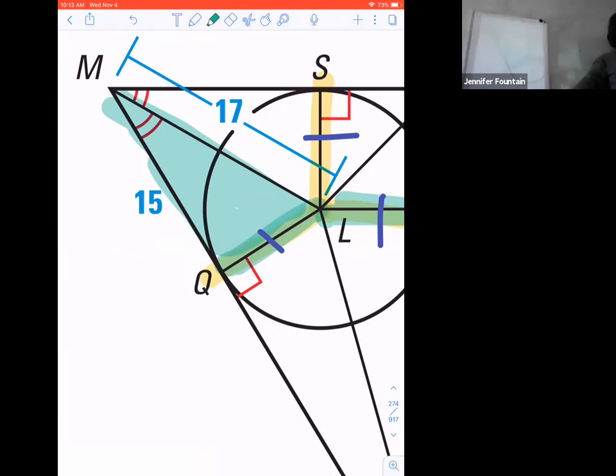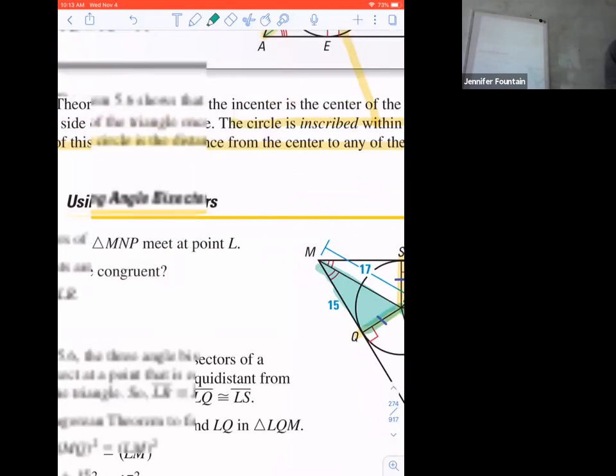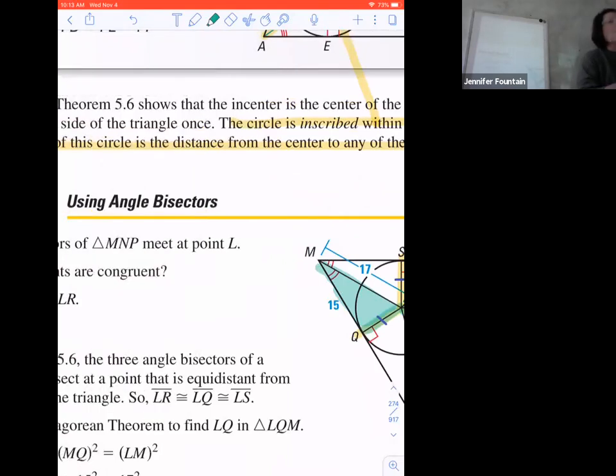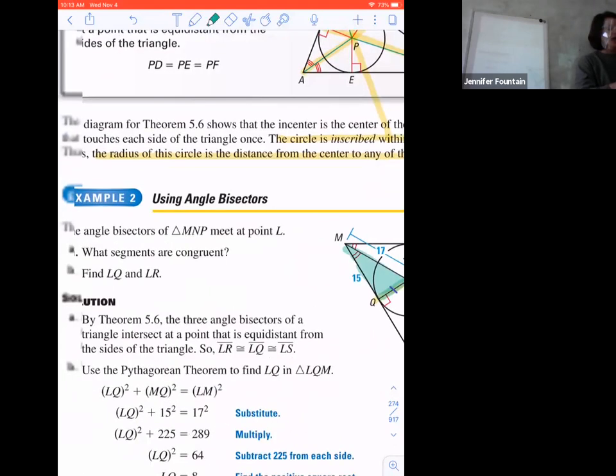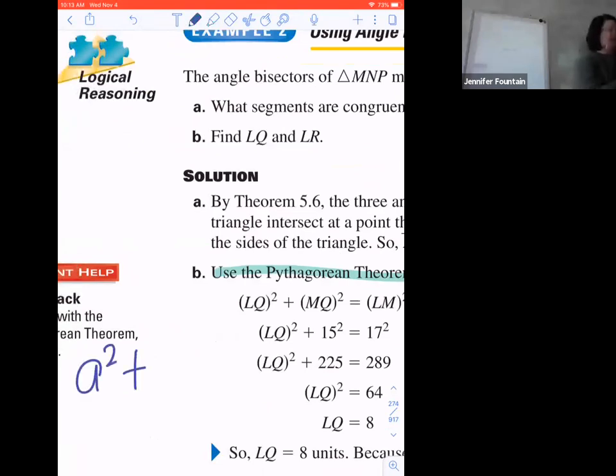If I know the measures of two sides of a triangle, what can I use to find the third side? If I know two sides of a triangle, how can I solve for the third side? Look at letter B. Use the Pythagorean theorem. What is the Pythagorean theorem? A squared plus B squared equals C squared. Remember that from last year. So if I know two sides of a triangle, I can always solve for the unknown side using A squared plus B squared equals C squared, where A and B are the legs and C is the hypotenuse.